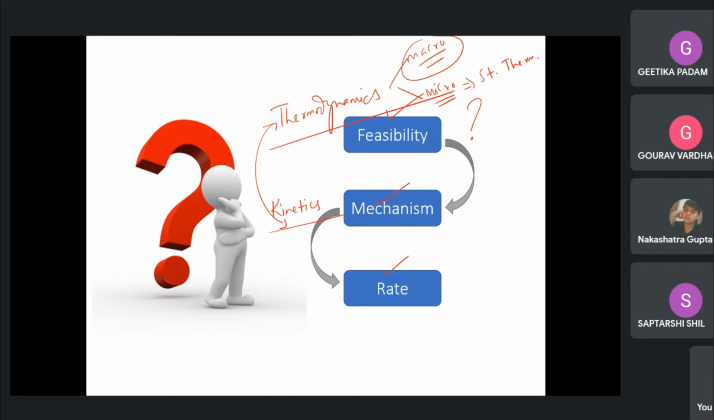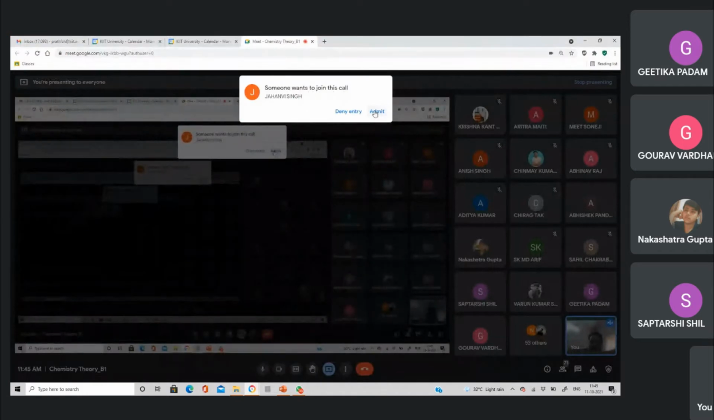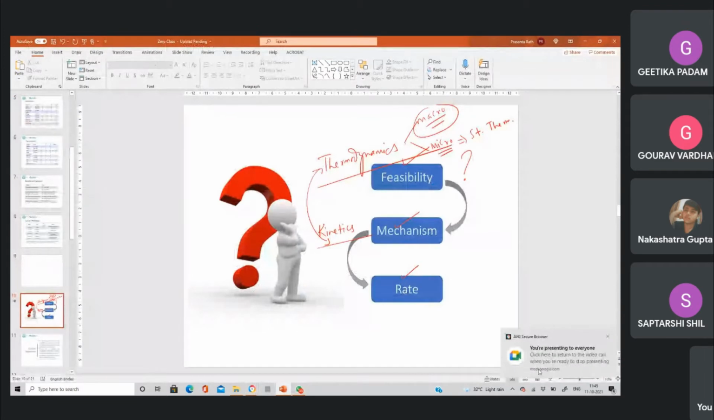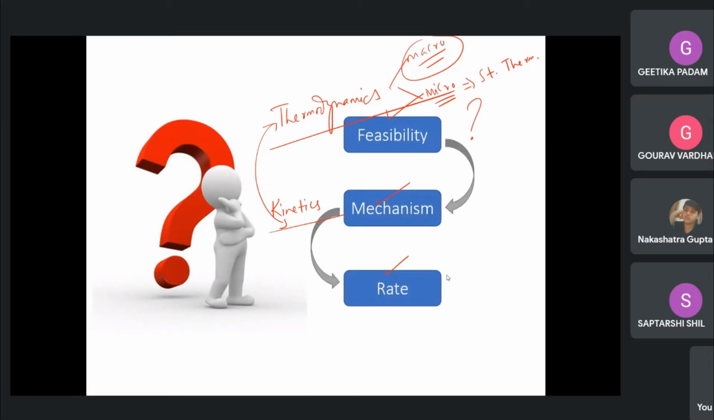Okay, so once you establish mechanism, then the third thing is the rate. Rate is very, very important as far as the answers to the basic questions are concerned. Rate means variation with respect to time. In physics, you will find that two terms are very important: one is your rate, another is your gradient, which is variation with respect to distance. Rate is variation with respect to time, how fast a process proceeds.